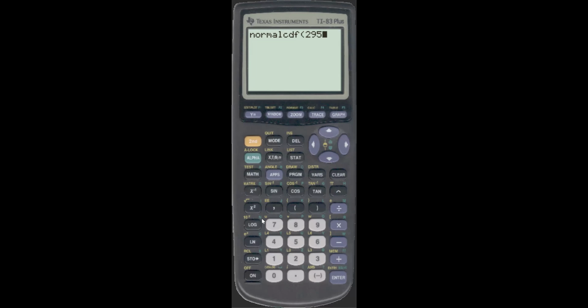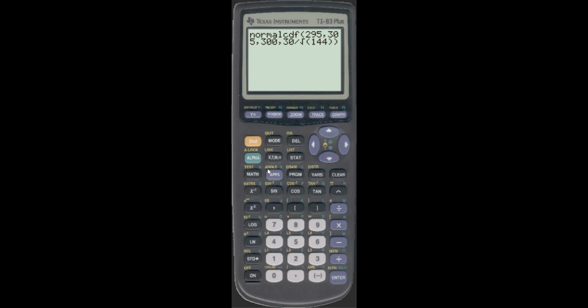Okay, so you're going to type in 295, comma. The comma is right above the 7. Then 305, comma. The mean is 300, comma. And then the last part is the standard deviation, 30 divided by the square root of 144. Then the last close of parentheses closes out the normal CDF. Let me know when you've got that entered, and then we'll hit enter. Hopefully we've got the same values there.